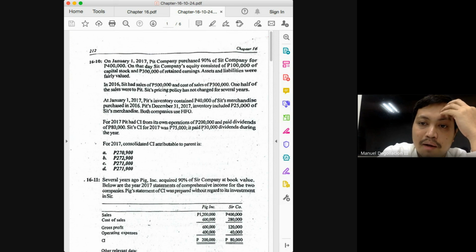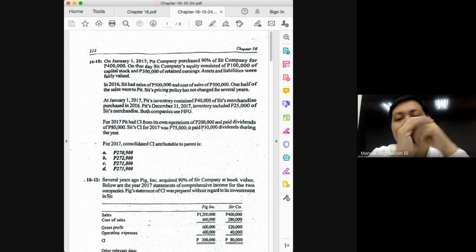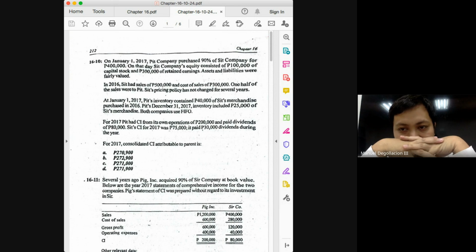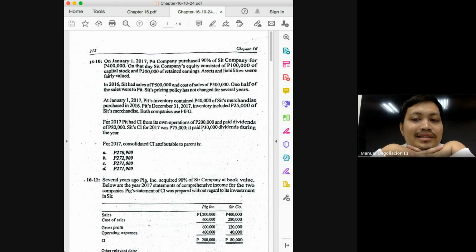So what do we do? Get the markup on this 40,000. And what else do we need? If you already have the 40, we just need the markup rate or the gross profit rate. Where do we get that one, class? By comparing the sales and the cost, correct? But here, it's important for you to have the initiative, class, to think that the markup rate that you will use should be the information coming from 2016. Okay, if it is on hand at the start of 2017, that means it came from a transaction that happened in 2016.